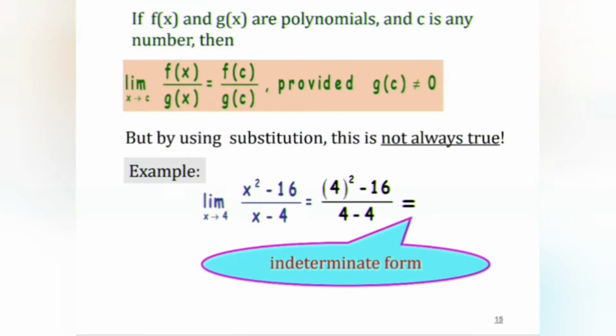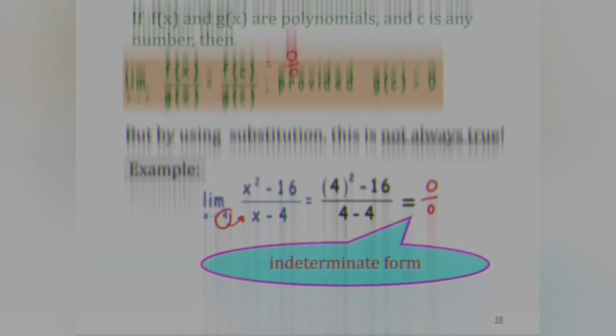But by using substitution, this is not always true. We will not always get a direct answer. For example, if you get numerator and denominator 0 over 0, you can't solve it directly. For example, limit of x squared minus 16 over x minus 4 as x approaches 4 is, substitute the value of x into the function. 4 squared minus 16 over 4 minus 4 is 0 over 0. This is called the indeterminate form.